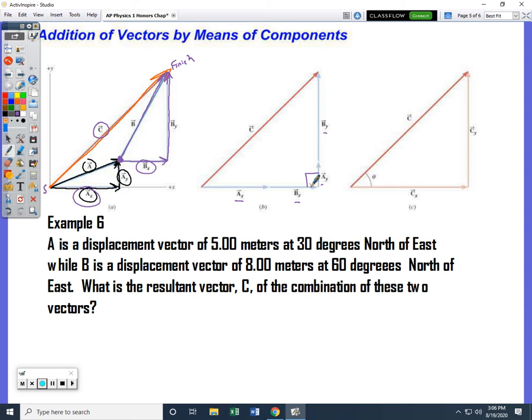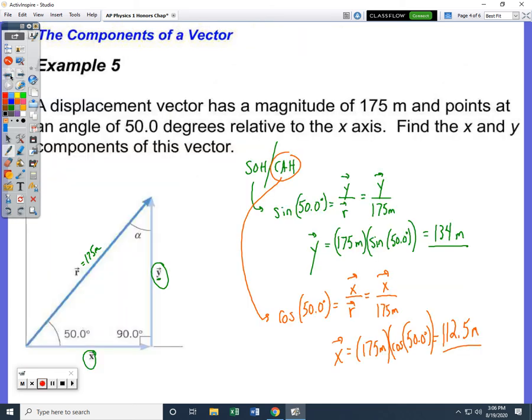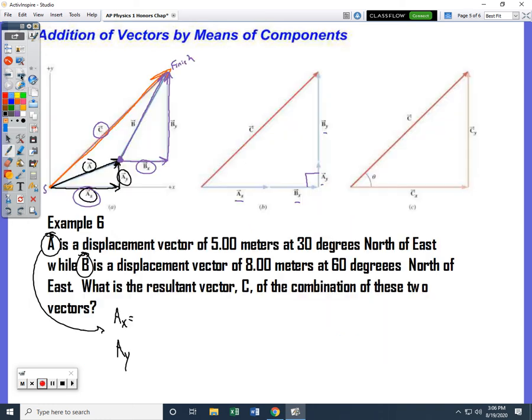The first step is I want to take these two vectors, vector A and vector B, which we often designate with an arrow on top, and break them up into their components. I'm going to start off with A here and try to find AX and AY. Just like I did before, x was using cosine multiplied by the hypotenuse, and y was using sine multiplied by the hypotenuse. So I'm going to do the exact same thing.